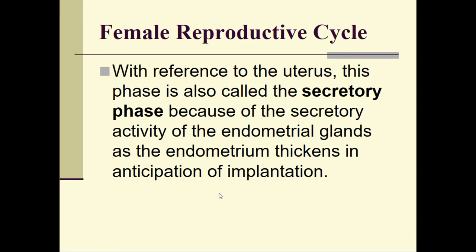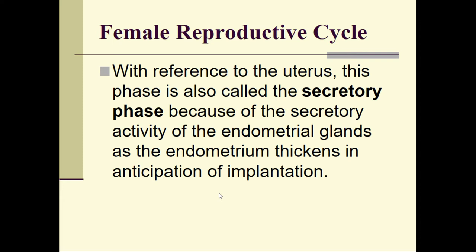With reference to the uterus, this phase is also known as the secretory phase because of the secretory activity, the secretions going on. The secretory activity of the endometrial glands, again, that inner lining of the uterus, as the endometrium thickens in anticipation of implantation. So at the beginning of this phase, the uterus is getting ready to receive a fertilized egg, or as we have stated before, that ball of cells, the blastula at this point.